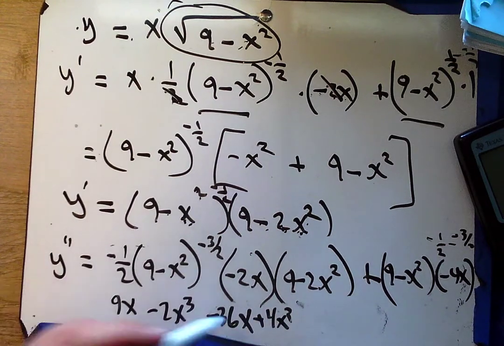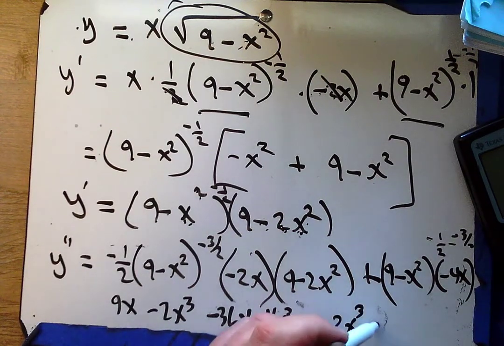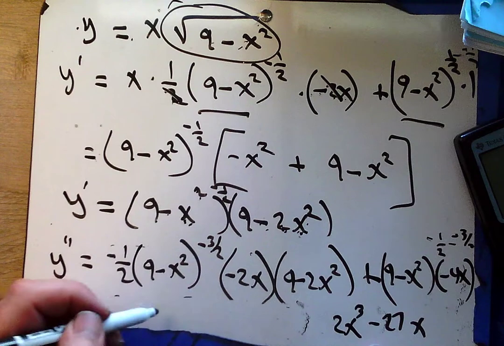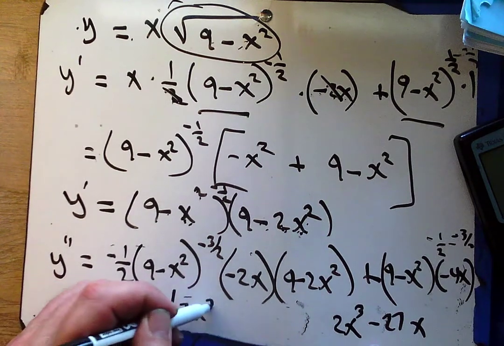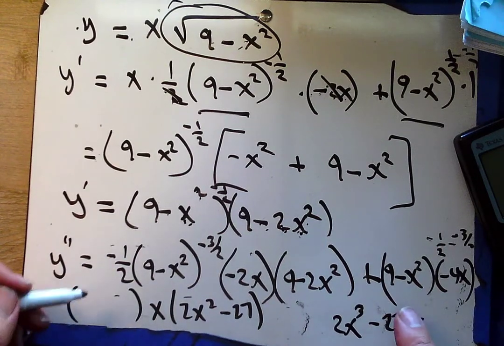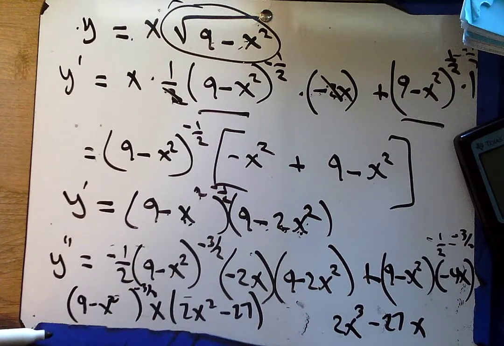Okay, combine like terms. So that's going to be 2x to the third minus 27x. Okay, and you can factor that, right? You can take out an x and that 2x squared minus 27. And don't forget that GCF that we pulled out, right? It was 9 minus x squared to the minus 3/2. So here's our y double prime.